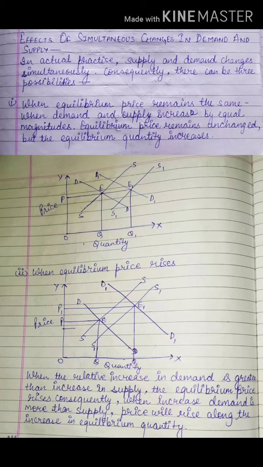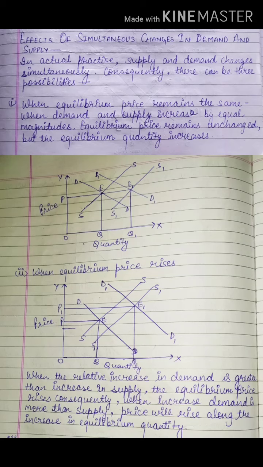Now what does that mean? Simultaneous change means they both are changing at once. In actual practice, supply and demand change simultaneously. If demand changes, supply will also change. That is what they want to say. So consequently, there can be three different possibilities. Now first we will check out the first one. What is the first one? When equilibrium price remains the same.